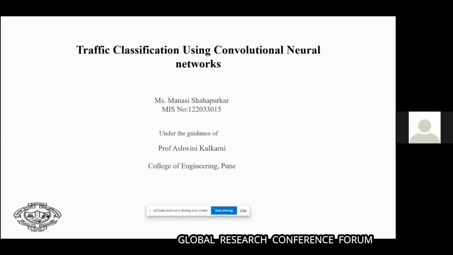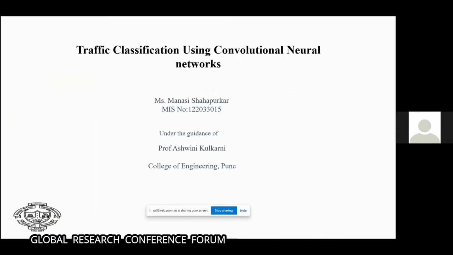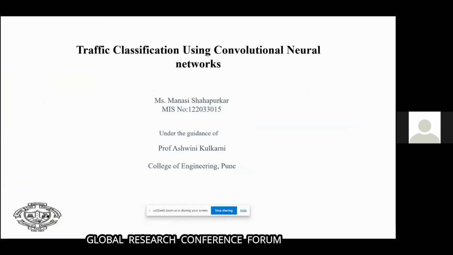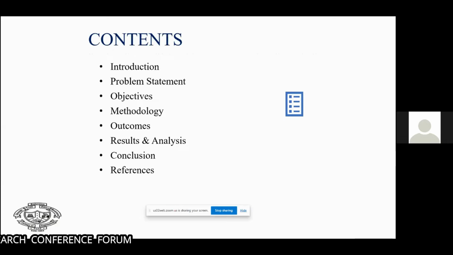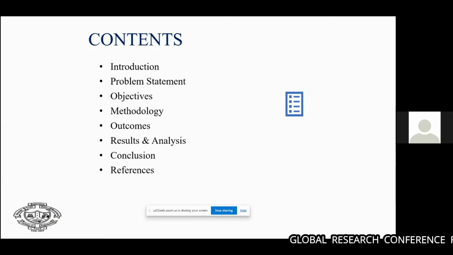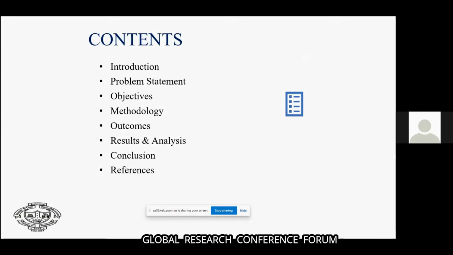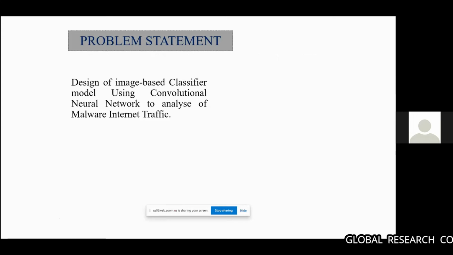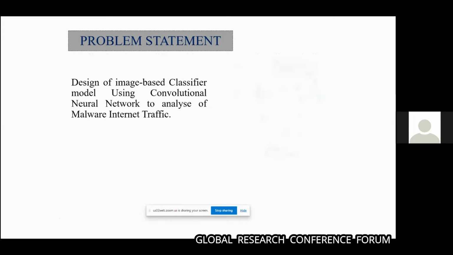Good afternoon, everyone. So my topic is internet traffic classification using CNN networks. I'm Manasi Shahapurkar from College of Engineering, Pune. I'm an MTech student. My research PPT will contain introduction, problem statement, objectives, methodologies, and outcomes. The problem statement was to design an image-based classifier using CNN to analyze malware internet traffic.